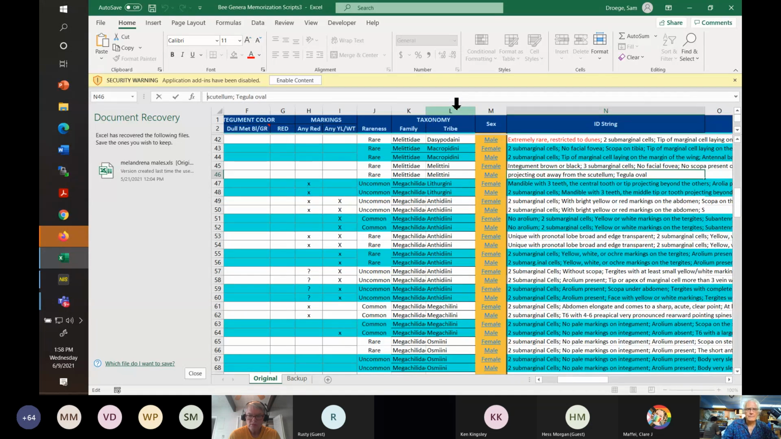So no mention of S8. So I believe that is a feature that will separate it from Melittidae, or from Melitta.